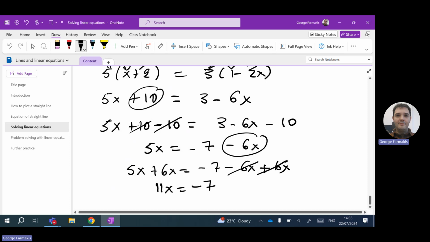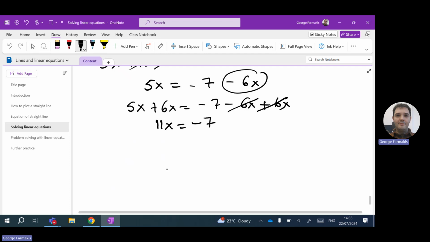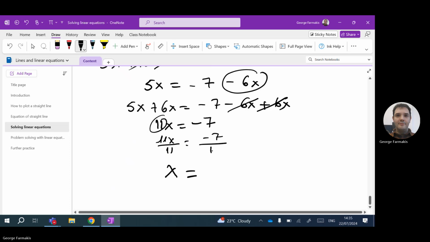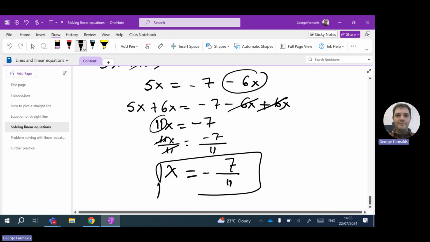And now we want to write down x equals something. So we want to get rid of the 11 because 11 multiplies the unknown. We divide both sides by 11. 11 and 11 we can simplify. So x is equal to minus 7 over 11. The minus can go in front of the fraction. This is the solution.